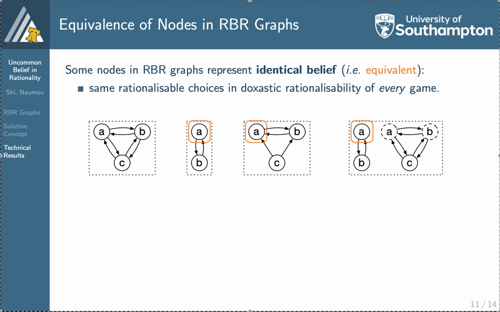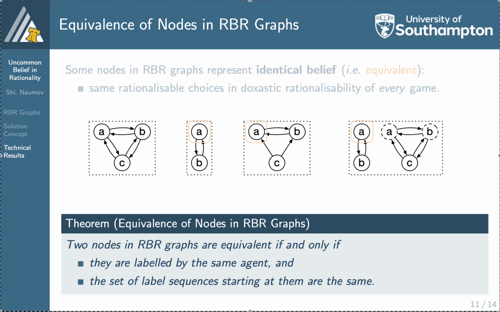Next, I will briefly introduce the technical results of the paper. We have noticed that some nodes in RBR graphs represent identical belief. For example, all three circled A-labeled nodes represent that agent A believes that RCBR exists between B and herself. Formally, we define two nodes to be equivalent if they have the same rationalizable choices in the disaster rationalizability of every game. We prove that two nodes are equivalent if and only if they are labeled with the same agent and the set of label sequences starting at them are the same. Informally, the two nodes represent the same agent with the same belief.